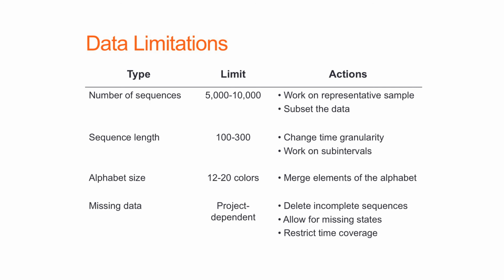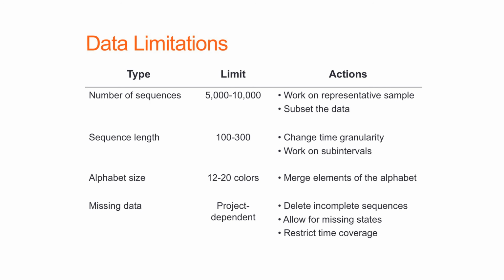The actions that a person can take if they have a data set that's larger than that, and they really want to analyze it, is to work on a representative sample and generate weights, and then weight the sample in the analyses, or work on a subset of the data. Sequence length is another limitation, limited to pretty much 100 to 300 time periods. So changing the granularity is a way to fix that: going to a less granular time scheme, or working on subintervals of the sequences.